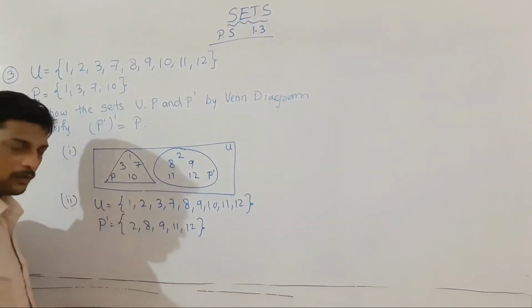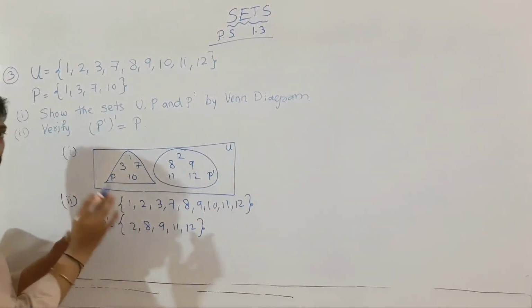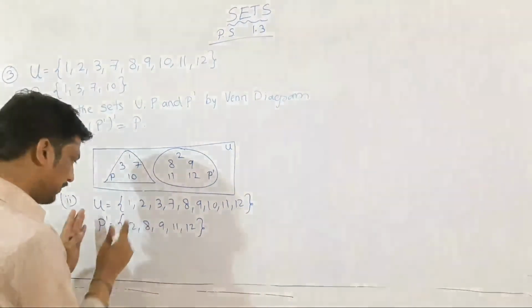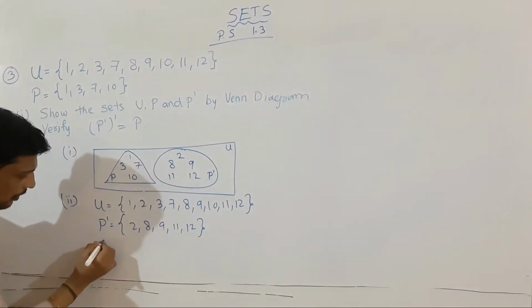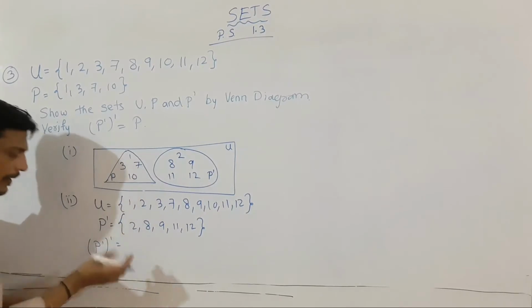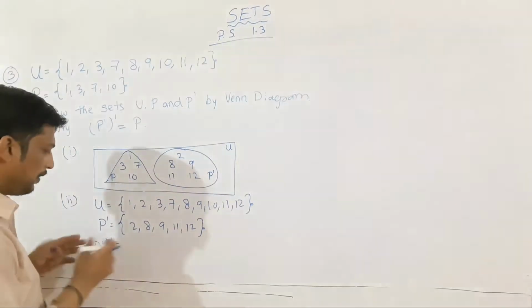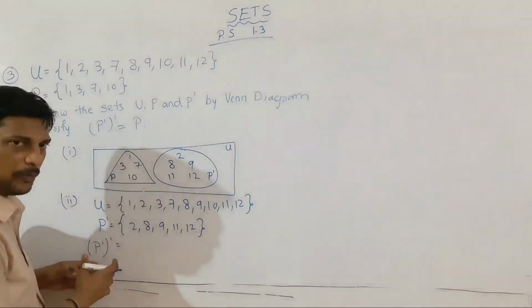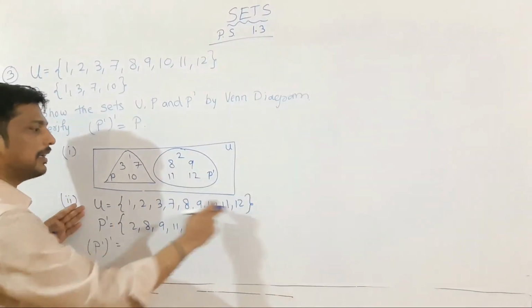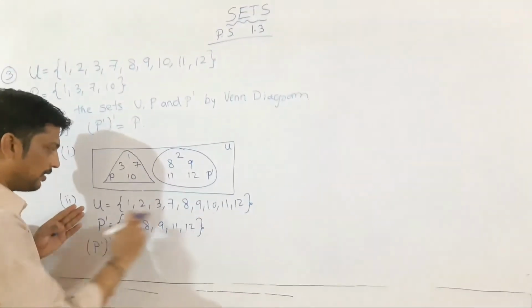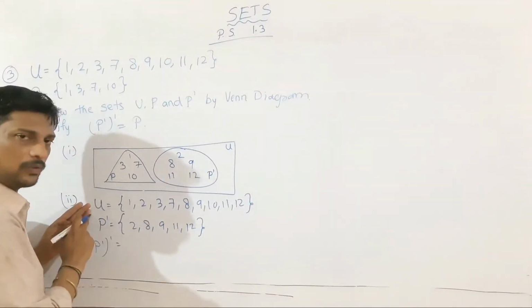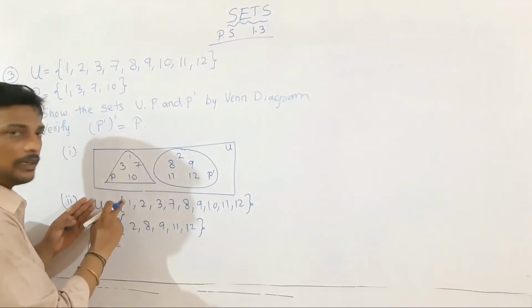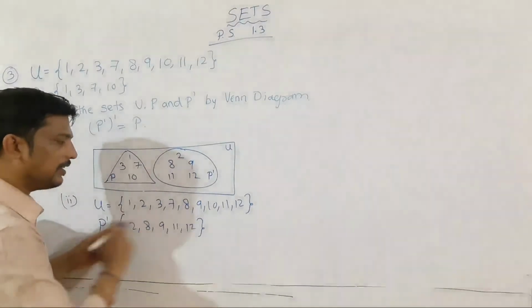Getting? Now since this is my P dash and I need a complement of this, complement of P dash can be written like this. And we know how to write the complements. Fine. So for writing the complement, I will take the help of this capital U. Now in this capital U, I will write all the elements which are not present in this.